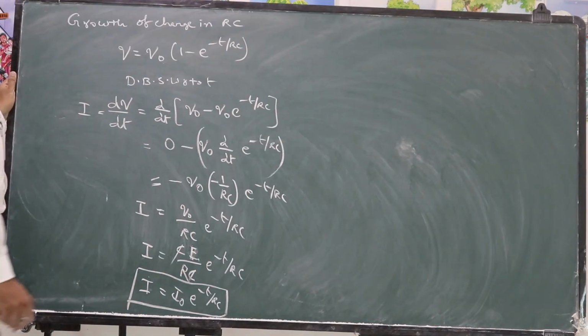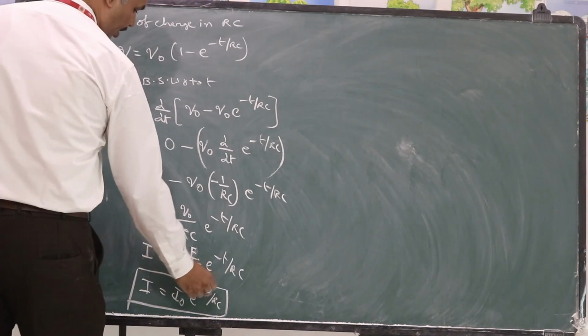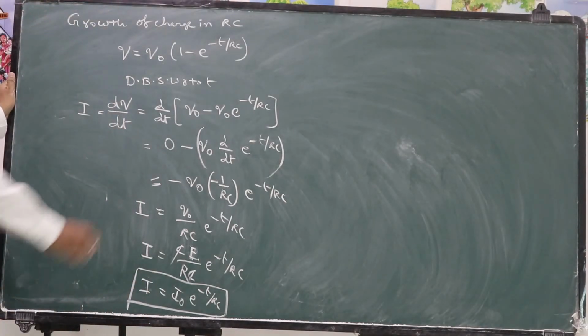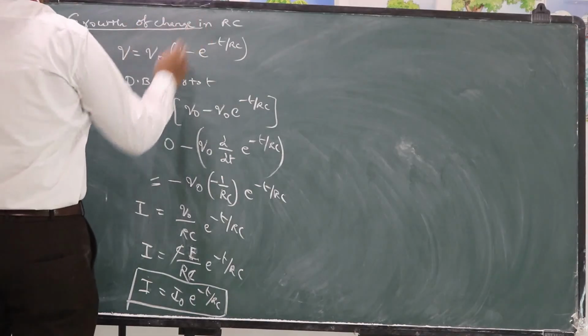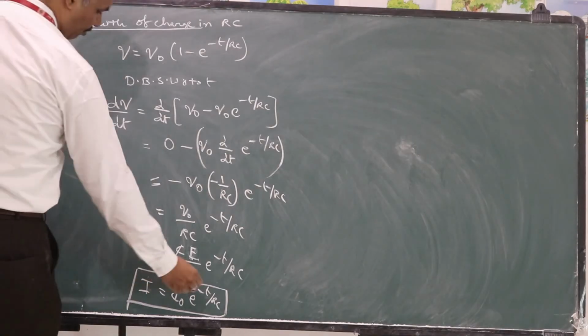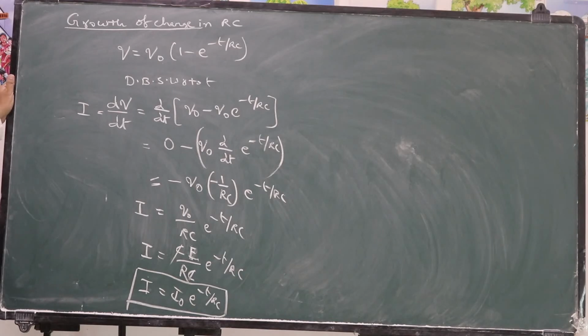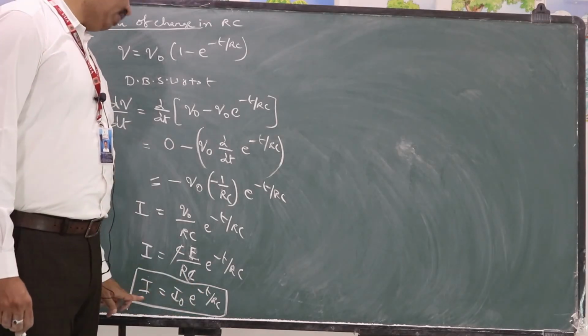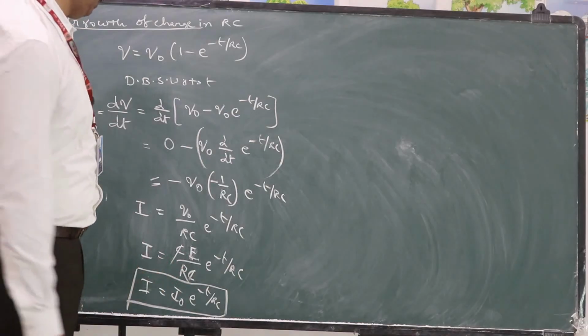This is the relationship between current after t time in the RC circuit during growth of charge. So it gives the growth of current. How the current value varies with time is given by this equation. Actually, as the charge on the capacitor grows, time increases, so the current value is going to decrease and decrease.